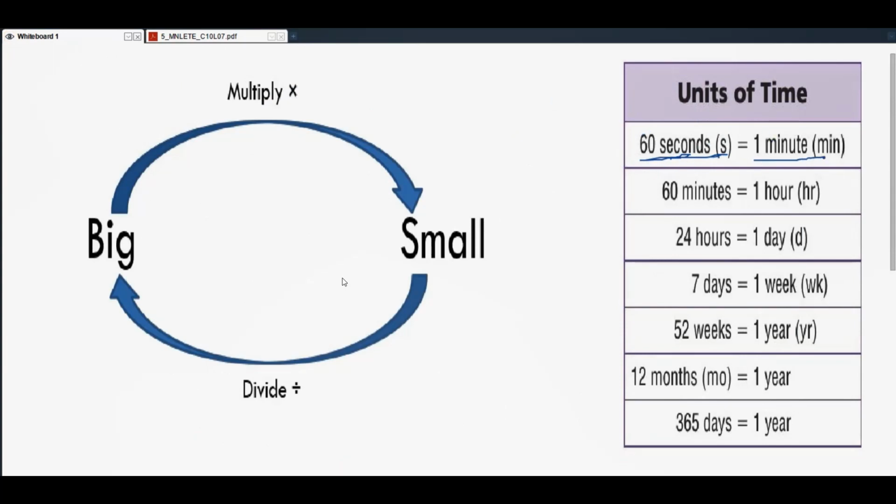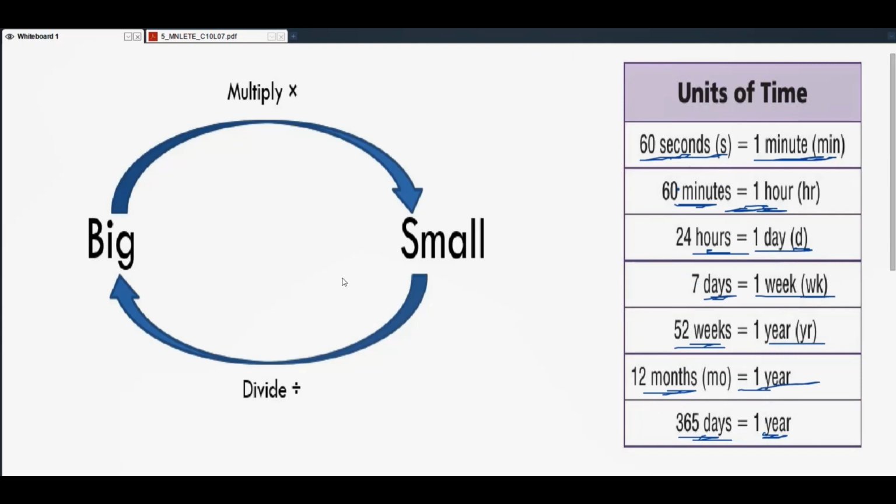60 seconds equal 1 minute, and the next unit is minutes, and 60 minutes equal 1 hour. The next unit is hours. 24 hours equal 1 day, and 7 days equal 1 week. 52 weeks equal 1 year. 12 months equal 1 year, and 365 days equal 1 year.